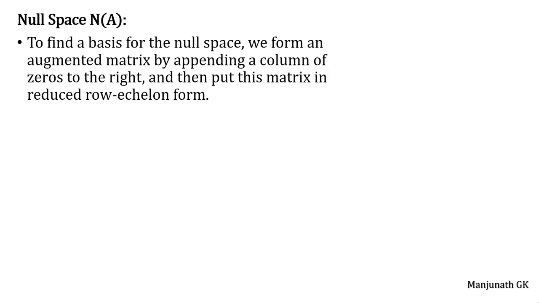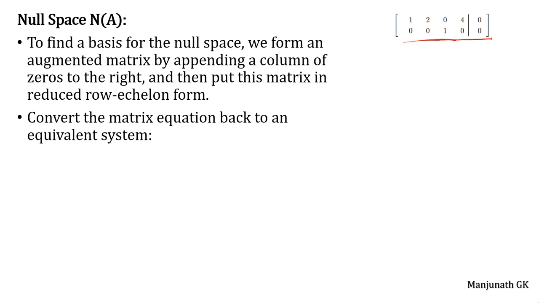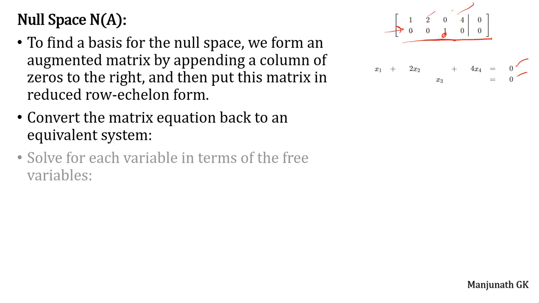Now let us find out the null space of the matrix. For that, the augmented matrix should be considered. This is the echelon form. Zeros are appended to the right so that it gives the augmented matrix. Convert that matrix back into the equivalent system. So 1 into x1, 2 into x2, 0 into x3, 4 into x4 equals 0. From the second row, 0 into x1, 0 into x2, 1 into x3, 0 into x4, that equals 0. That is written here.